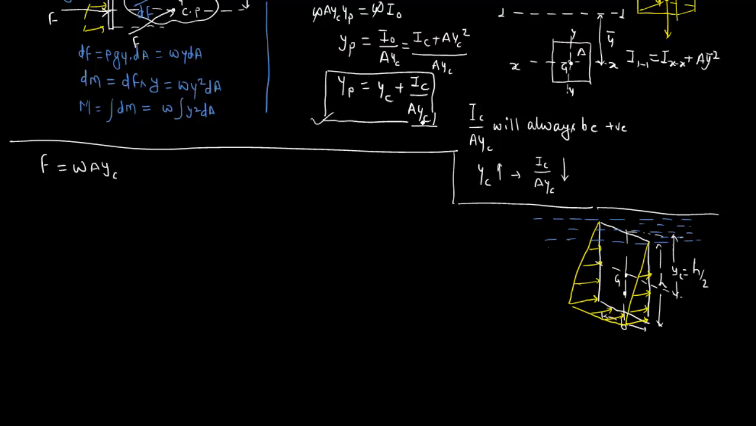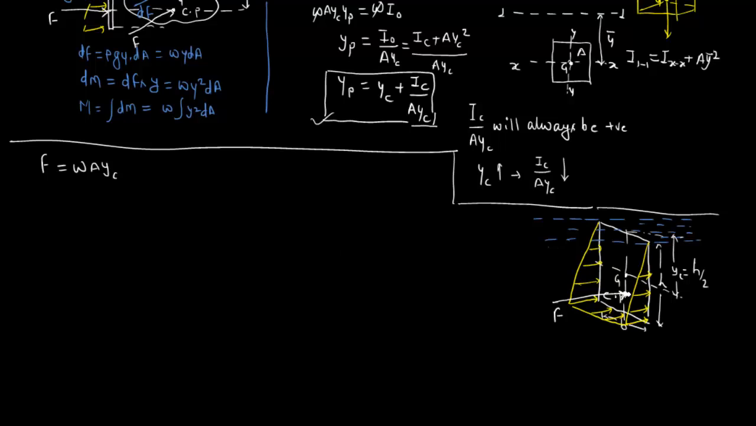Obviously I discussed that yp, or the center of pressure, will always lie below the center of gravity of the plate. So this is the center of pressure. Okay, and let's suppose this is the total force acting over here. This is F, acting at the center of pressure. Okay, so let's first try to calculate what is yp.